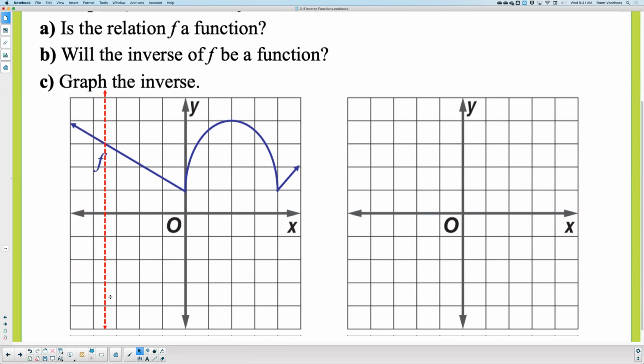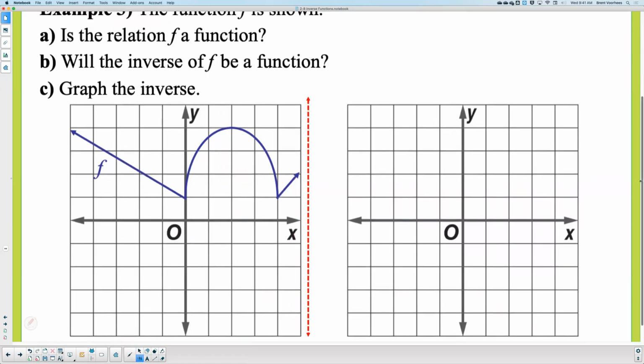So I pass this through. Is this a function? Does it only hit the graph maximum one place at any one time? Does it ever hit more than one location at one time? Where does it hit more than once? Right here, it actually would still be a function because that's forming a parabola, so those don't actually overlap. So I would say this is a function. So f is a function since it passes the vertical line test. Very good.